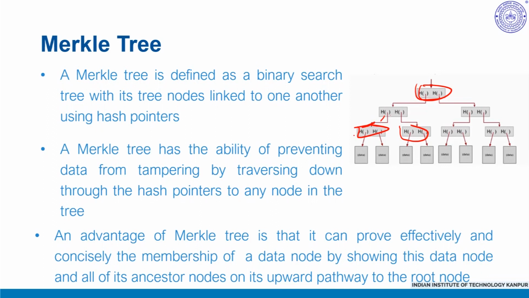And a Merkle tree has the ability of preventing data from tampering by traversing down through the hash pointers in any node in the tree. So you have each node pointing to the information of the subsequent nodes here, pointing to these nodes through hash pointers.